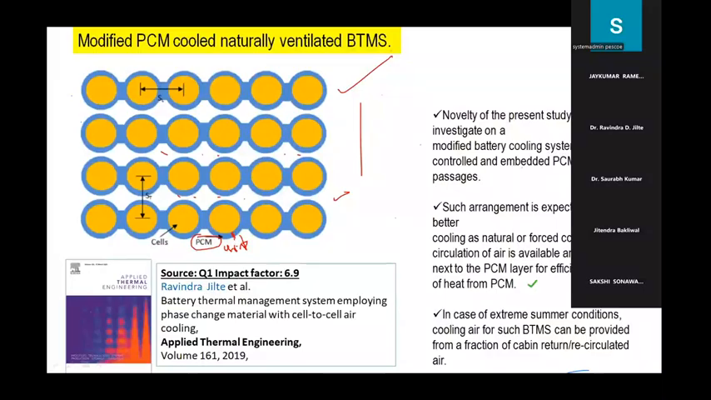Therefore, when we compare these results with the previous results, we were able to publish them again in a top journal, Applied Thermal Engineering, in 2019, with an impact factor of 6.9 as I mentioned. The title which we picked is Battery Thermal Management System Employing Phase Change Material with a cell-to-cell air cooling. What is the novelty? The novelty is we have provided cell-to-cell air cooling in a PCM system. So there are many findings we provided over there.